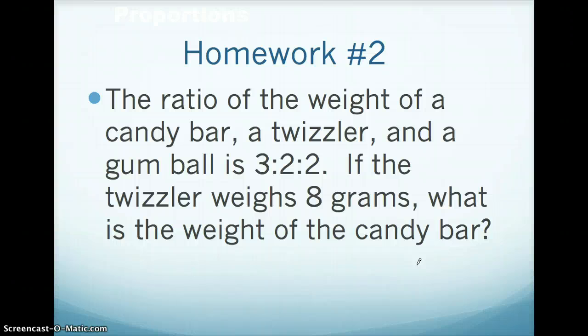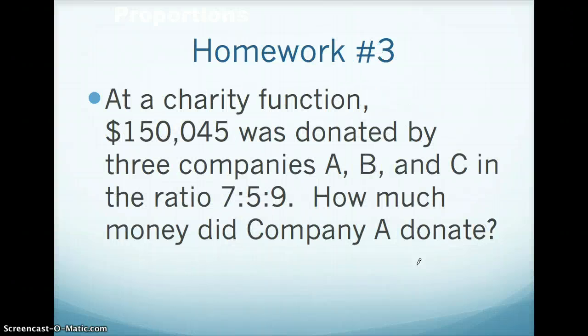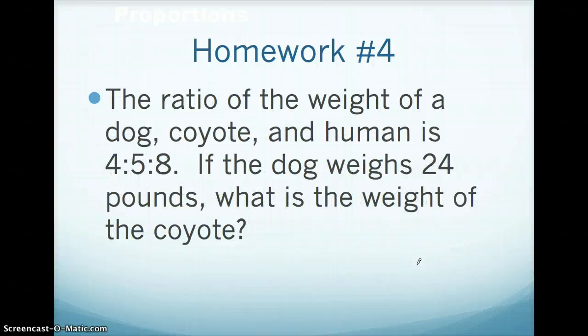Okay, here's another one. At a charity function, $150,045 was donated by 3 companies, A, B, and C, in the ratio 7 to 5 to 9. How much money did company A donate? Remember to make a bar model. The ratio of the weight of a dog, coyote, and human is 4 to 5 to 8. If the dog weighs 24 pounds, what is the weight of the coyote? Okay, remember again, bar model or equivalent ratios.